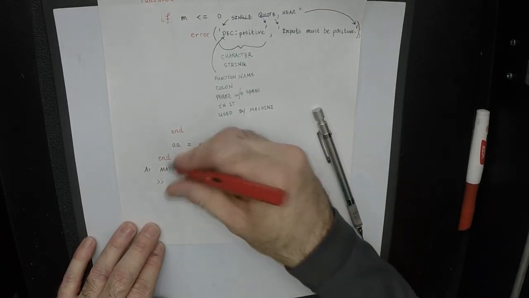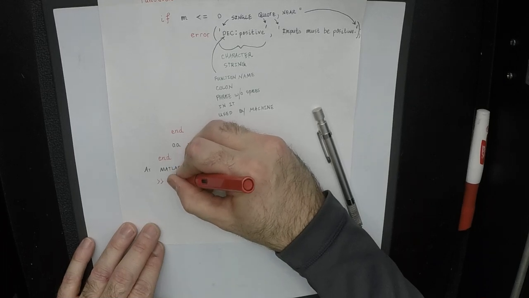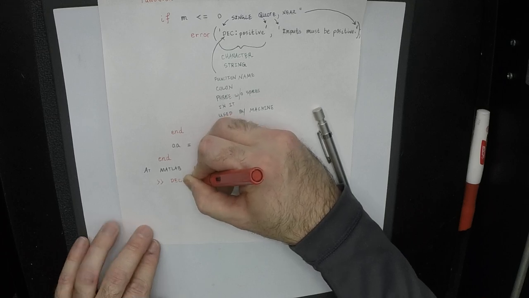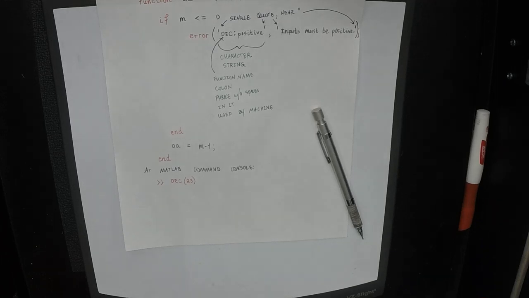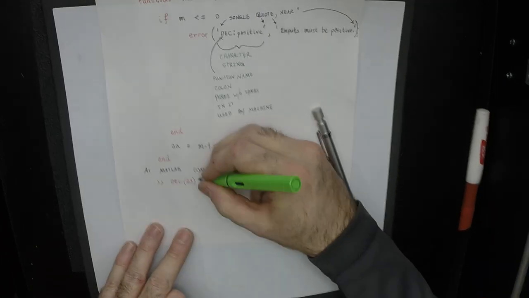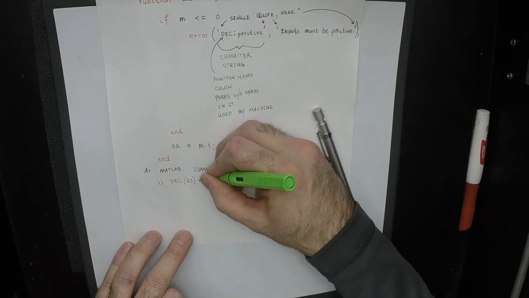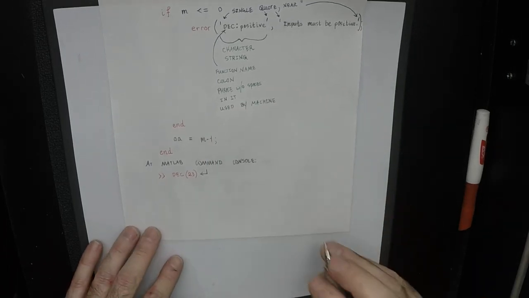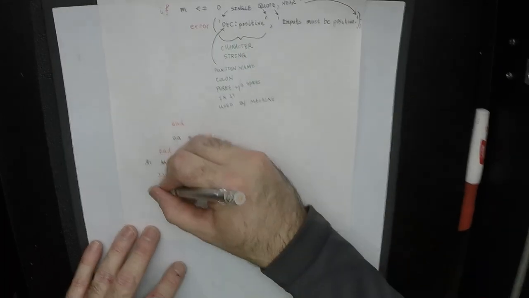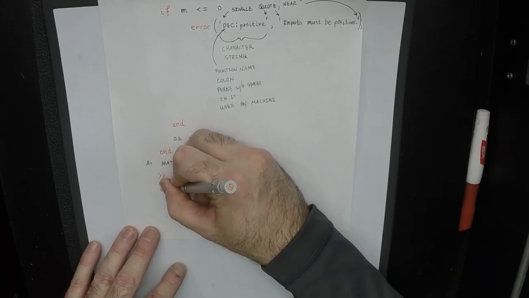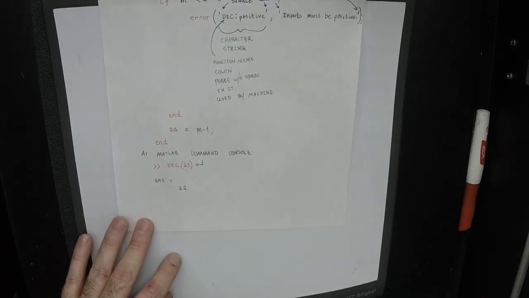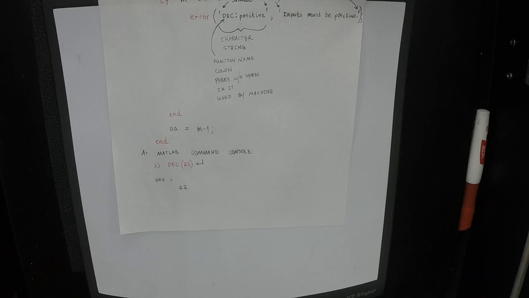So, now at the MATLAB command console, if we now type dec of say 23 and hit return, what will happen? Right, it'll say ANS equal 22. Okay, so that's working. Great.